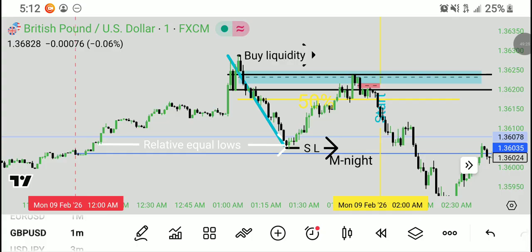Market opens at midnight on Monday, starts going up ahead of London opening, and comes down to sell side liquidity and formed relative equal lows. Now, the market did not take out the midnight candle and is going back up to the 50% of the buy side liquidity and sell side liquidity.